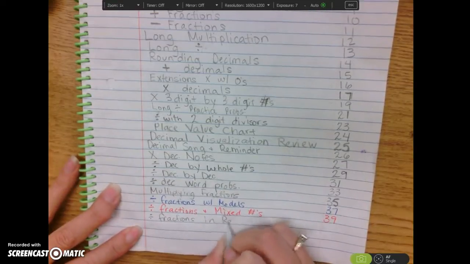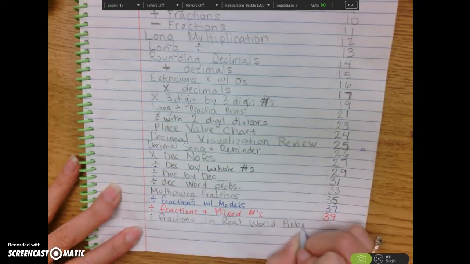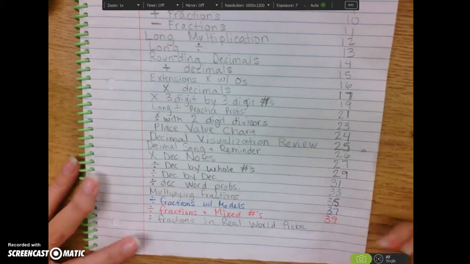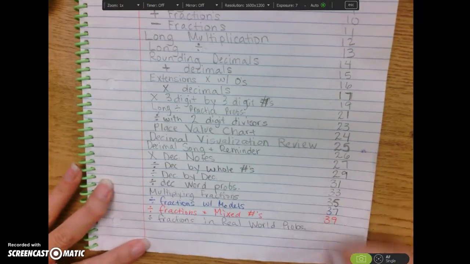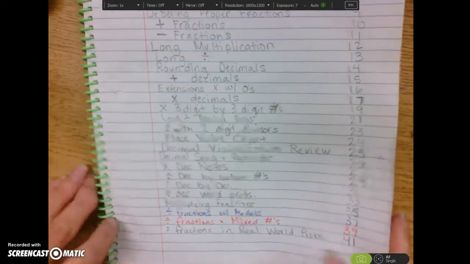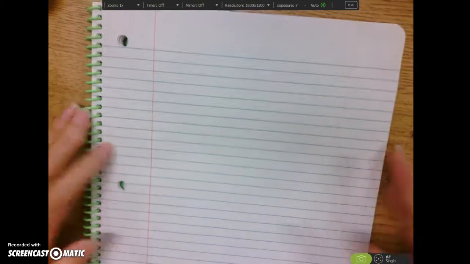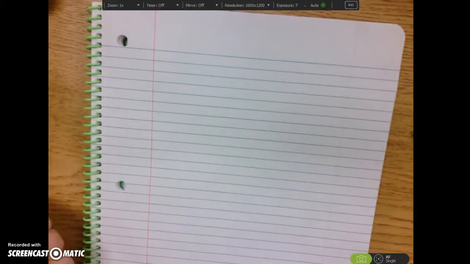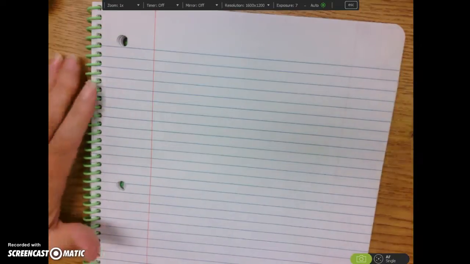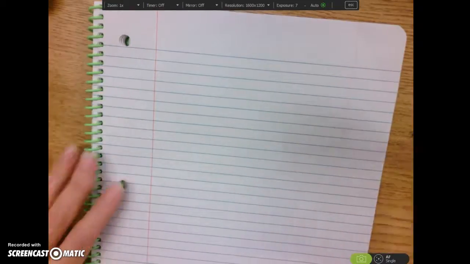in real world problems. And real world problems are just code word for word problems. And we will be on page 41 to start off with today. Once you have that written, go ahead to page 41 in your notebooks. Once again, it should be on the right side, not the back of your page. You see where the hole punches are and where the spiral is.